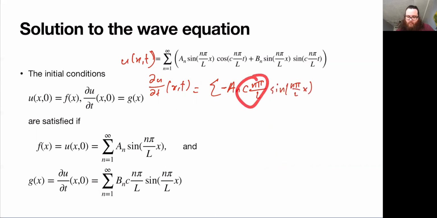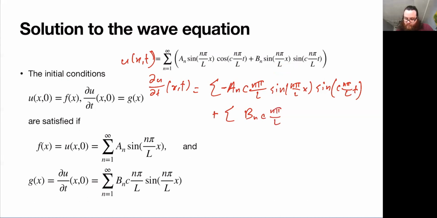Right, so this is the coefficient coming from differentiating that, times a sine of c n pi over L t, plus, I guess, the sum of b sub n. So this is not affected by a time derivative. This is affected by a time derivative. So we're going to pick up a c n pi over L. And then the spatial piece that was unaffected, times cosine n pi over L t with a c in front.